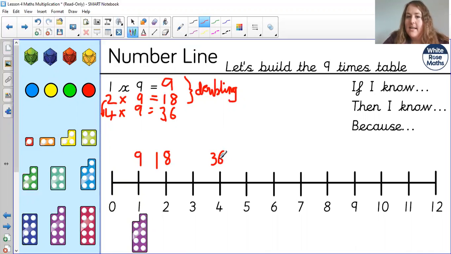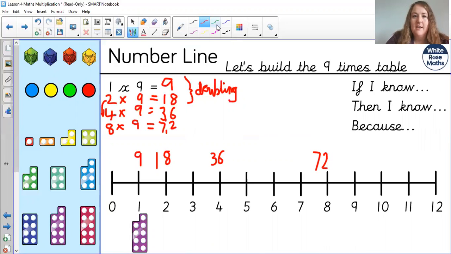Finally, that last phrase, if I know 4 times 9, then I know 8 times 9, because I am still doubling my answers. So double 6 is 12, double 30 would be 60, and then I've got my 1 to add on, 72. So I'm going to go all the way over to my 8s and pop my 72 in there. Well done if you're keeping up so far.